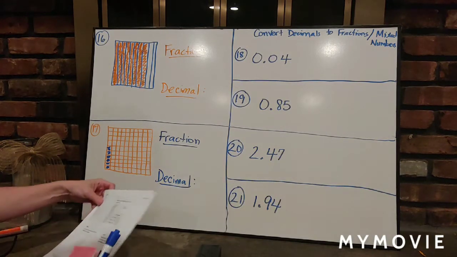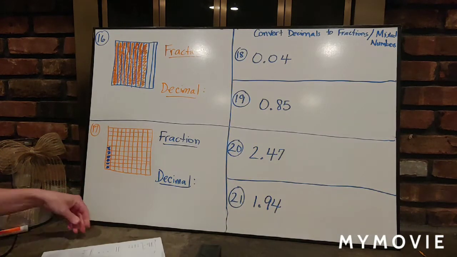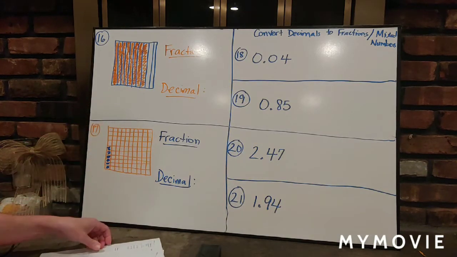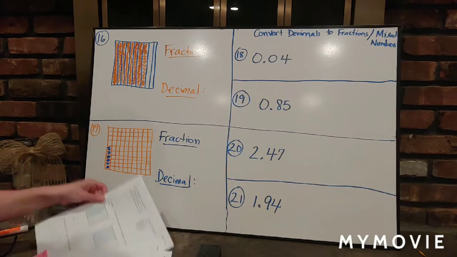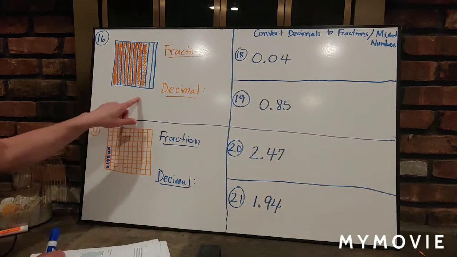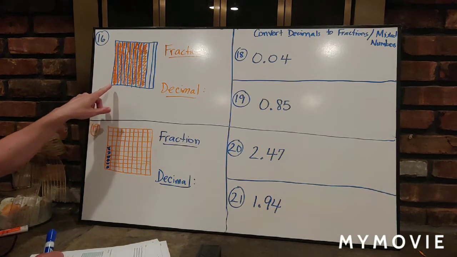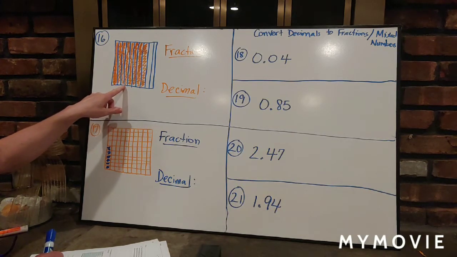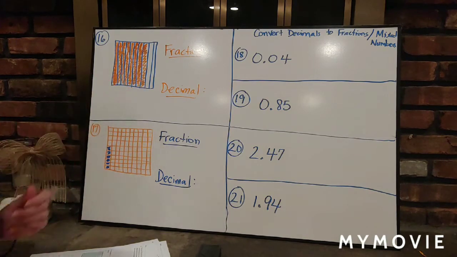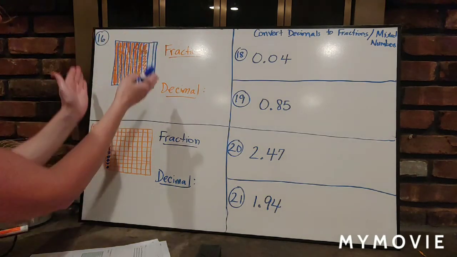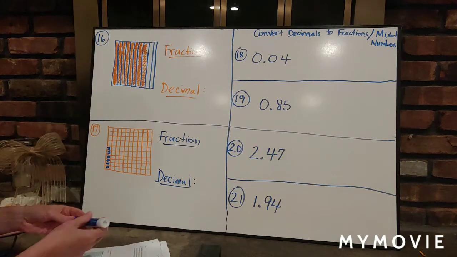For number 16, you need to give a fraction and a decimal to describe this picture. So let's count and see what we have so far. Now, it is a 10 block. So we have 1, 2, 3, 4, 5, 6, 7, 8, 9, 10. I shouldn't say a 10 block. I should say it is divided into tenths.